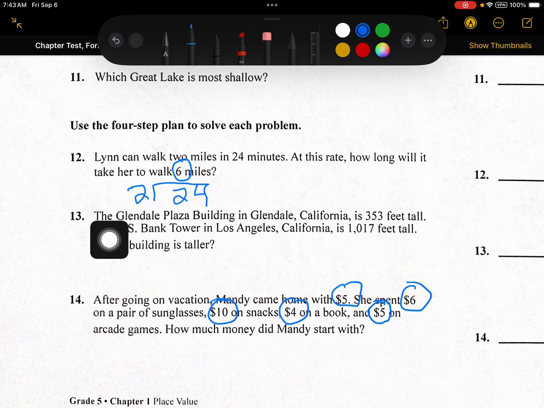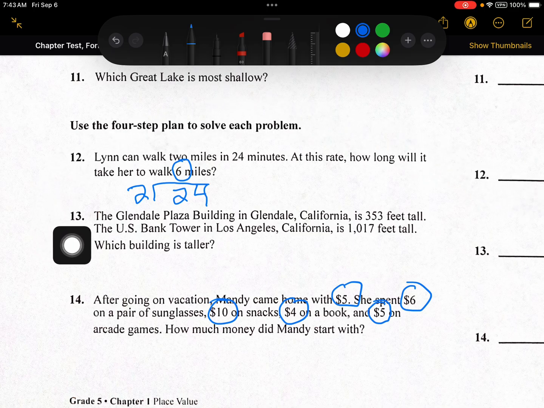Alrighty, number 12 and 13 and 14 take a little bit extra work. Number 12, Lynn can walk 2 miles in 24 minutes. At this rate, how long will it take her to walk 6 miles? So first of all, you have to figure out how long it takes her to walk 1 mile. So you're going to take 24 minutes divided by 2, and that will give you an answer. You then take that answer and times it by the 6 to get how long it will take her to walk 6 miles.